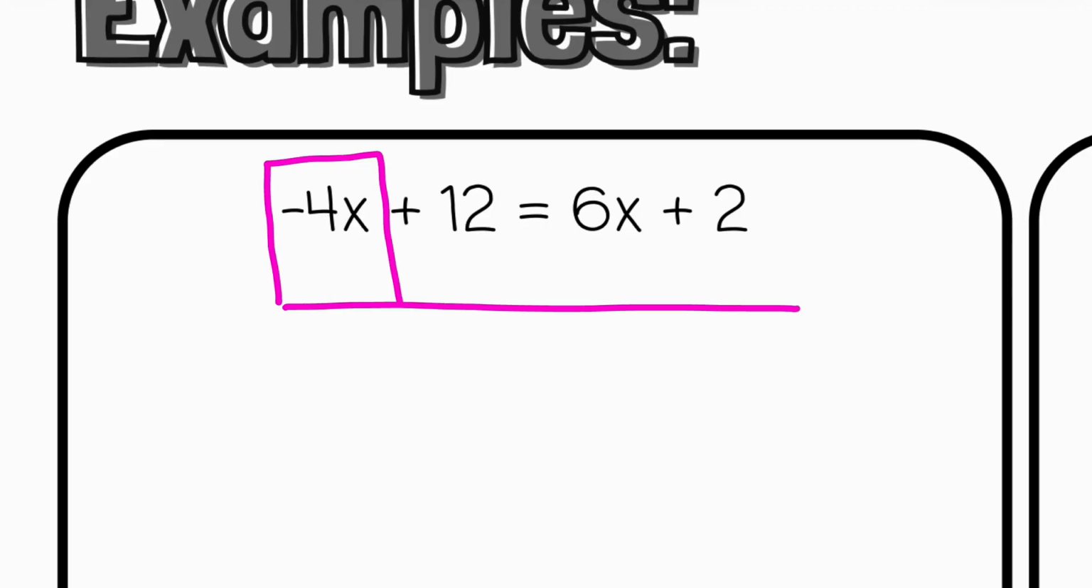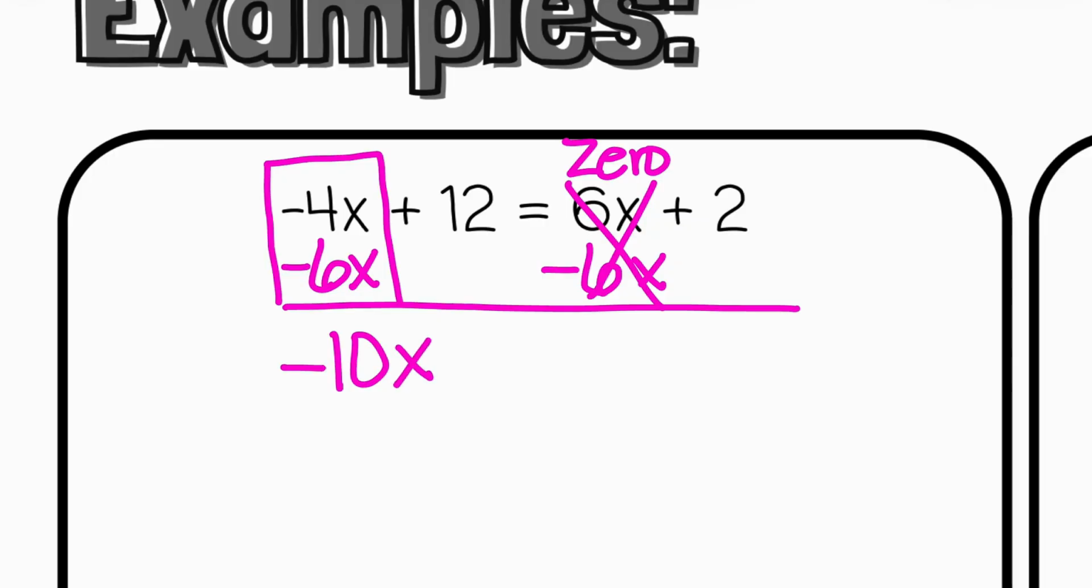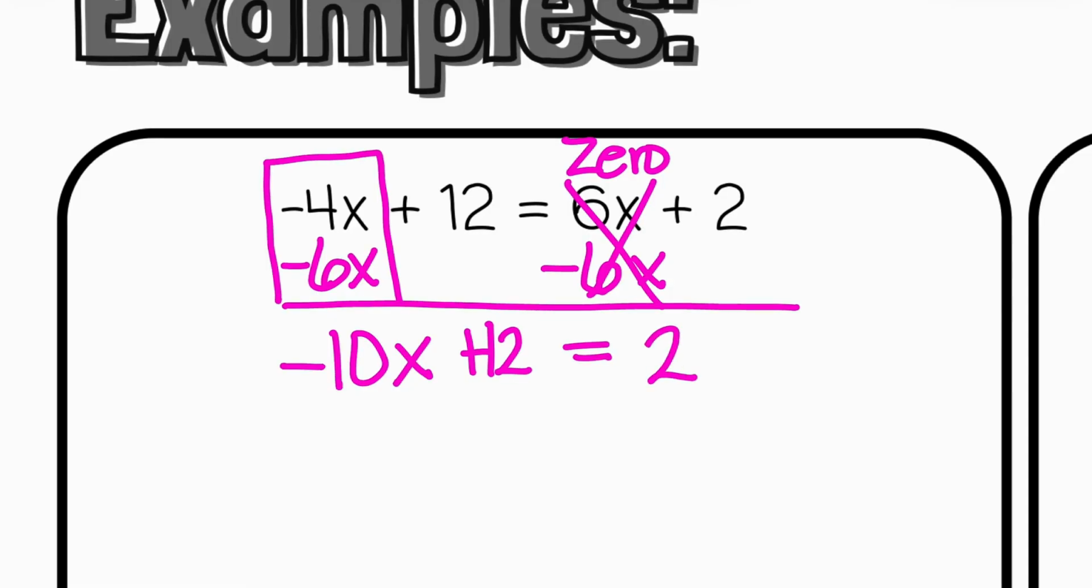Okay, if I box negative 4x, that means I'm moving my 6x. So since it's positive, I'm going to subtract 6x. Okay, I go left to right. I know this is a 0 pair, so I'm going to go ahead and cancel that out. All right, box first. Negative 4x subtract 6x gives me negative 10x. And again, it's really important that when you bring the rest of this stuff down, that you keep everything in order. So plus 12 comes next, then equals, then positive 2.